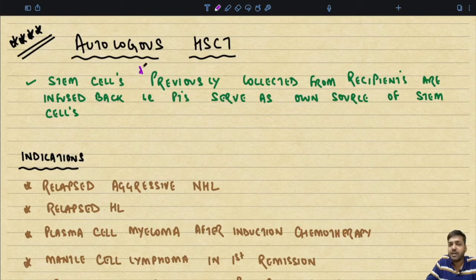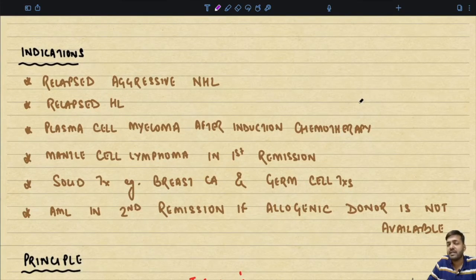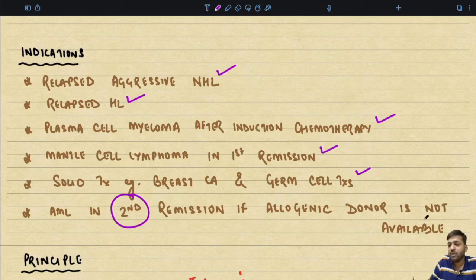Now, stem cells previously collected from the recipients are infused back into the recipients. That is, the patients are serving as their own source of stem cells. So, what are the indications? When is it that we are going to carry out autologous variety of hematopoietic stem cell transplant? In case of relapsed aggressive non-Hodgkin's lymphoma or relapsed Hodgkin's lymphoma, plasma cell myeloma after induction chemotherapy, mantle cell lymphoma in the first remission, solid organ tumors, example breast carcinomas or germ cell tumors, AML in second remission if allogenic donor is not available.